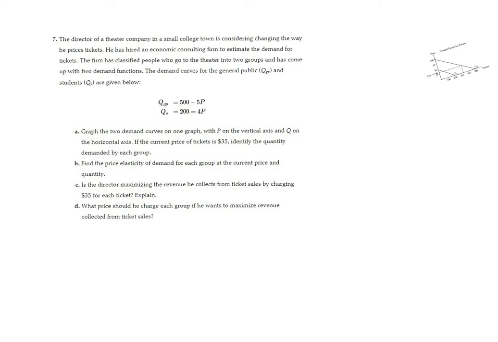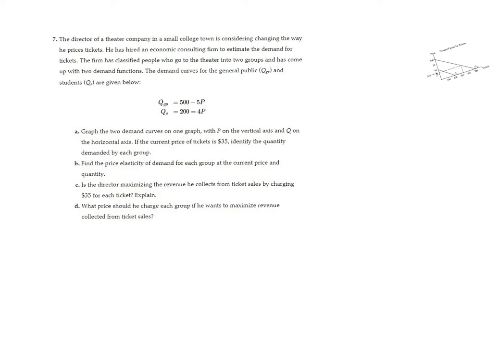In this video, we will talk about a very important and practical problem. This is the case where, let's say we have a theater company and they have conducted a survey and they have figured out that their demand is actually two segments. The first segment of demand consists of general public, whose demand curve looks like 500 minus 5p. And the second segment of demand is made up of students, and their demand curve looks like QS equals 200 minus 4p. And we have to work with this.